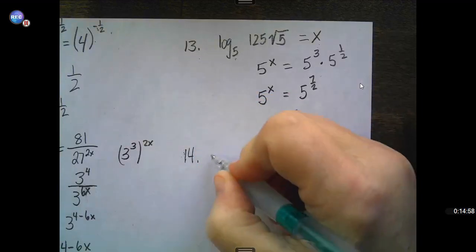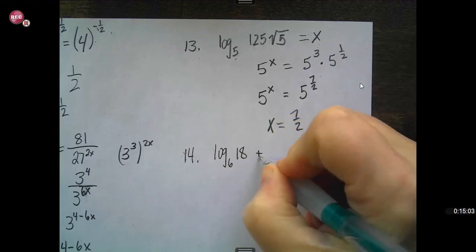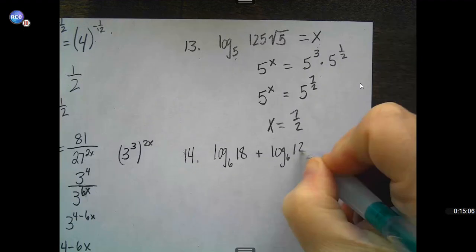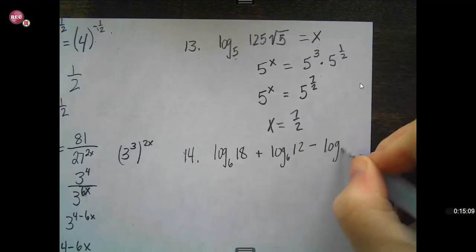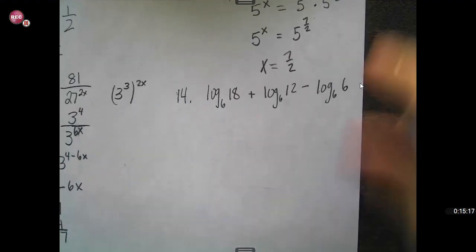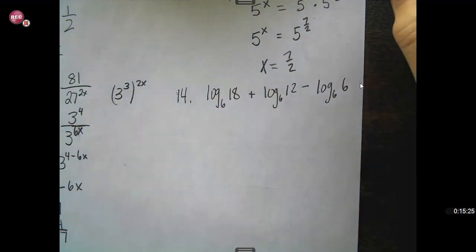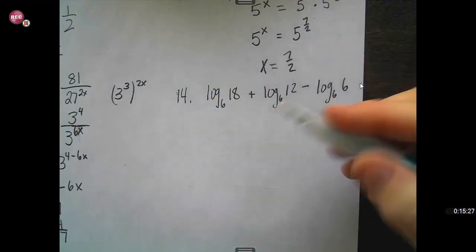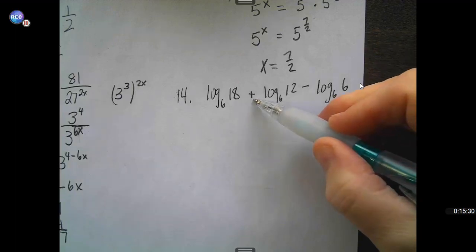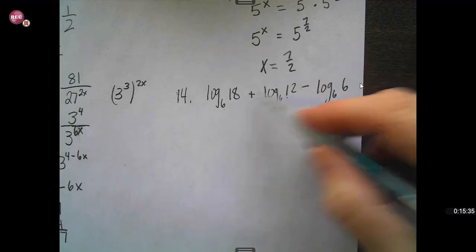14. Log the base 6 of 18 plus log the base 6 of 12 minus log the base 6 of 6. So this is one of the laws of logs, where I just need to apply that law of logs to simplify this, and then I might use some property like I did in the other previous couple of problems to figure out what that log is. So one way to do that is I know that when there's addition between two logs and they have the same base, I can make that into one log and multiply those numbers.